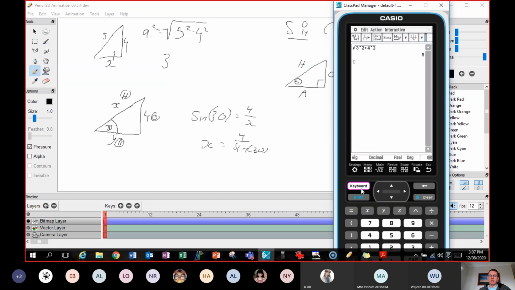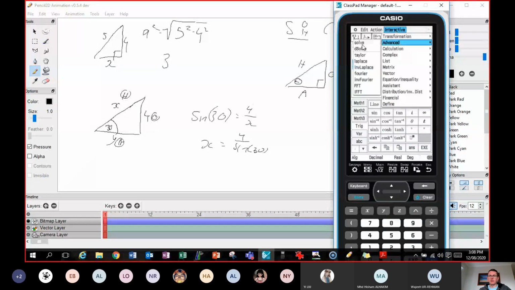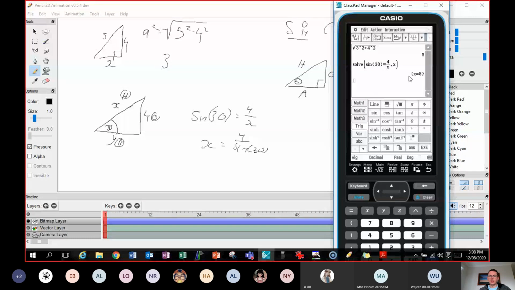So, bring up my keyboard. I can just type in, I believe, this one. We go to trigonometry. We're going to go sine. We're going to do 30. We need to be in degrees because we're dealing with degrees. That's why I've got to do degrees. Equals 4 on x. Highlight, or I could have done interactivity, advanced, solve for x. It's 8. So you can get that to 8.